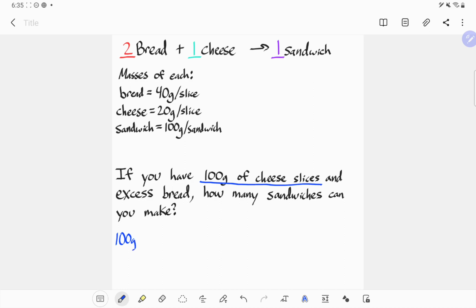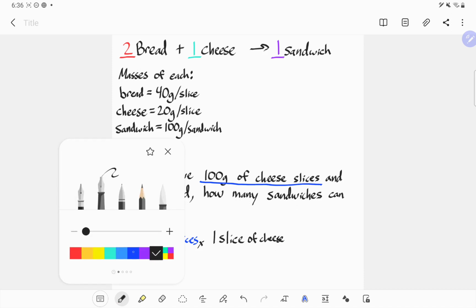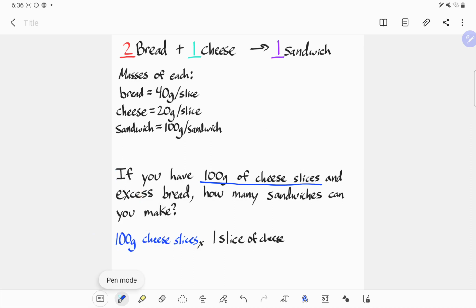So 100 grams of cheese slices. And we need to convert that to number of slices of cheese first. So we're going to say that each slice of cheese is 20 grams. Or we could say per 1 slice of cheese, every slice of cheese weighs 20 grams.